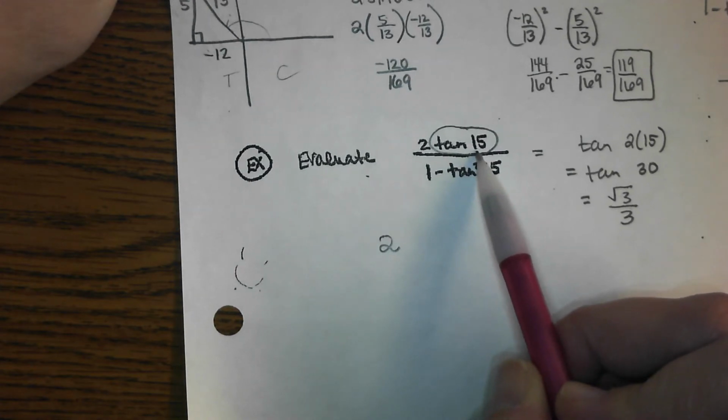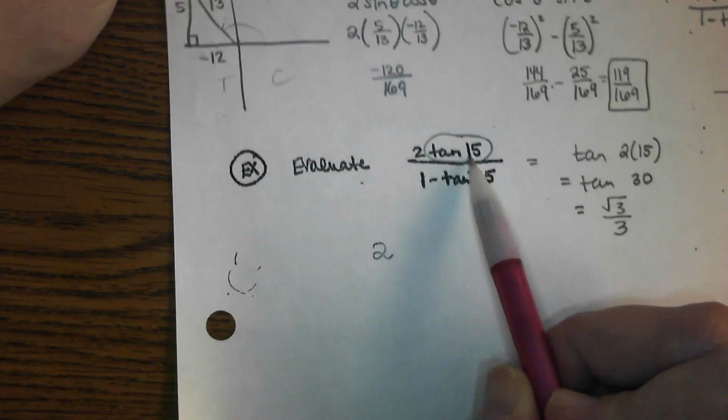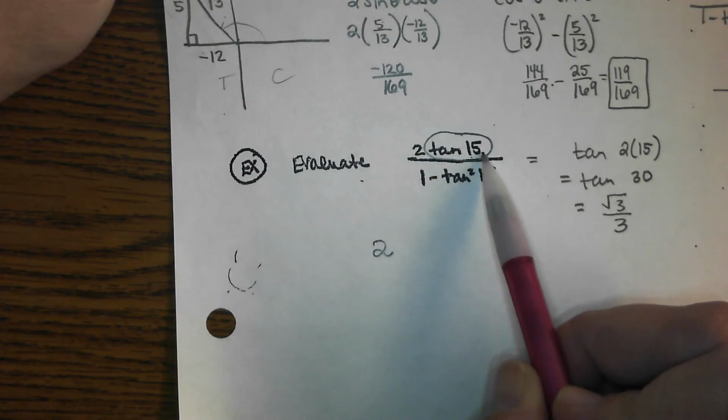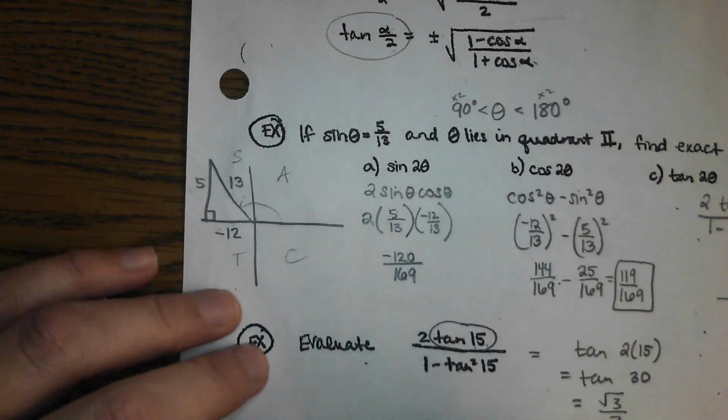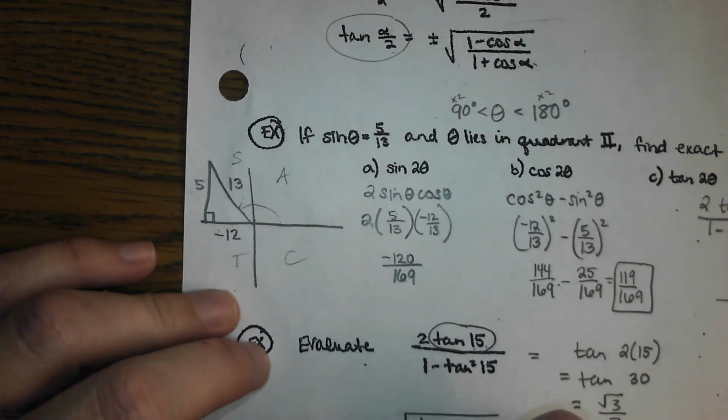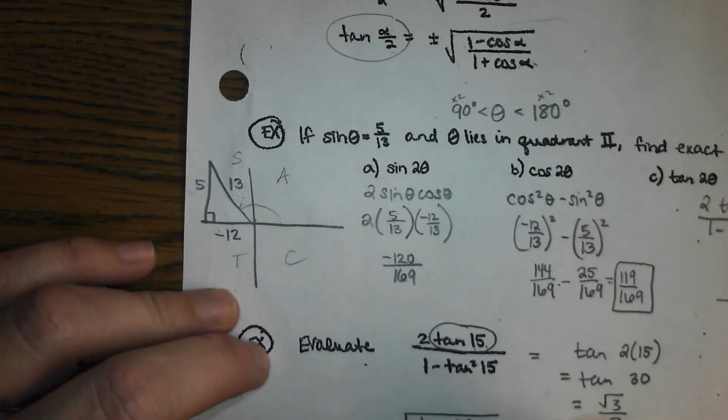So now, because my angle is 15 degrees, there's a plus or minus in front of it because it kind of depends on where your angle is. So is the tangent of 15 going to be positive or negative? Positive. So I'm going to use the positive square root of 1 minus the cosine of 30 over 1 plus the cosine of 30.